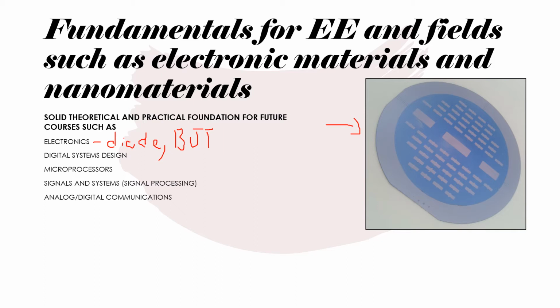Other than that, it's also important for things like digital system design, like Boolean logic, transistor logic, then microprocessor, signal and system, signal processing, and analog and digital communication. So as I said, it's important for designing electrical components, electronic materials.